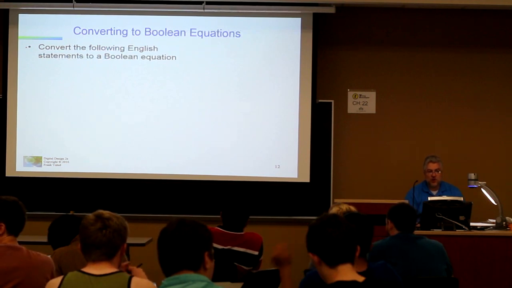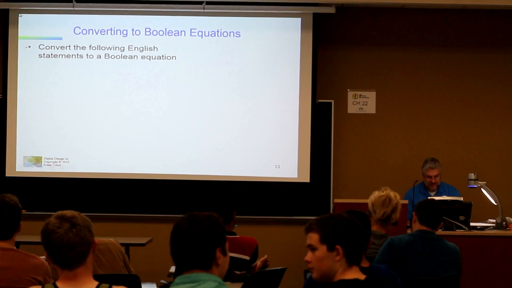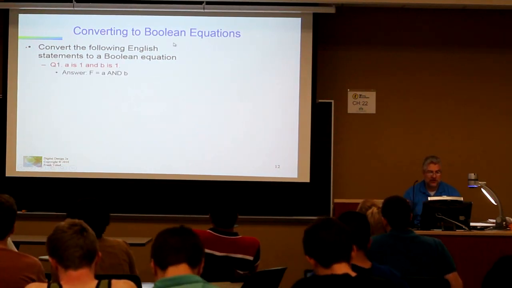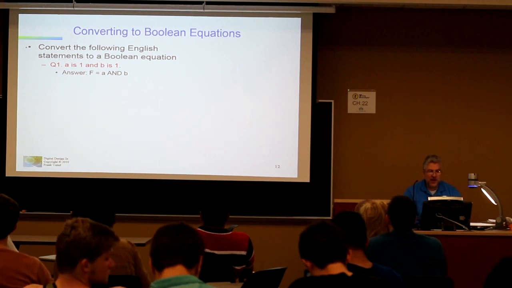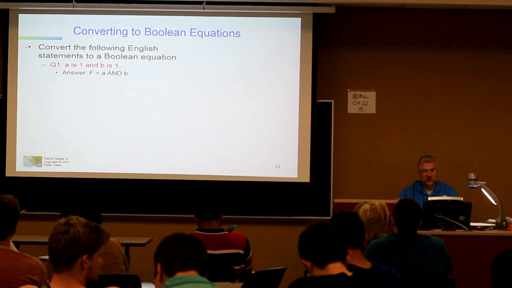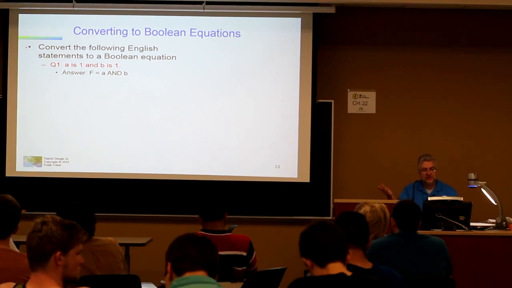So now what we're going to do is have some more practice with Boolean. Convert the following English statement to a Boolean equation. A is 1 and B is 1. In other words, F will be 1 if A is 1 and B is 1. That's just simply an AND.